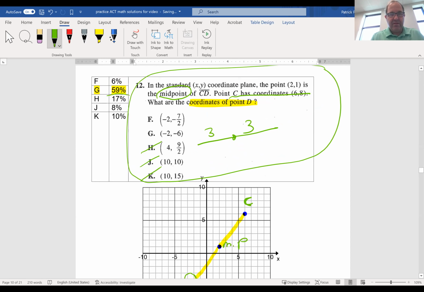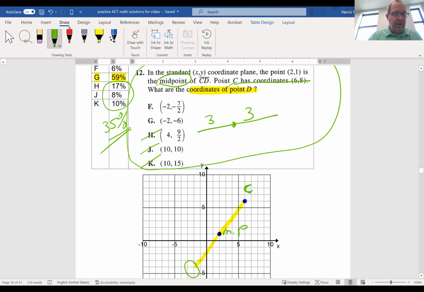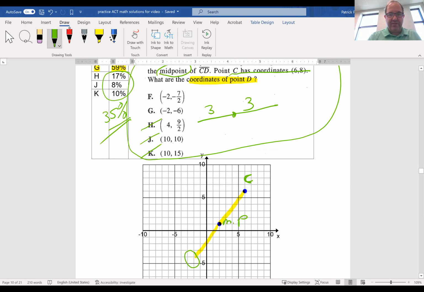Now, that's 35% of the people, right? Just by drawing a picture and plotting these points, we can get rid of 35% of the mistakes that were made. Now, there's a lot of ways to go with this. Here's what I like to do.